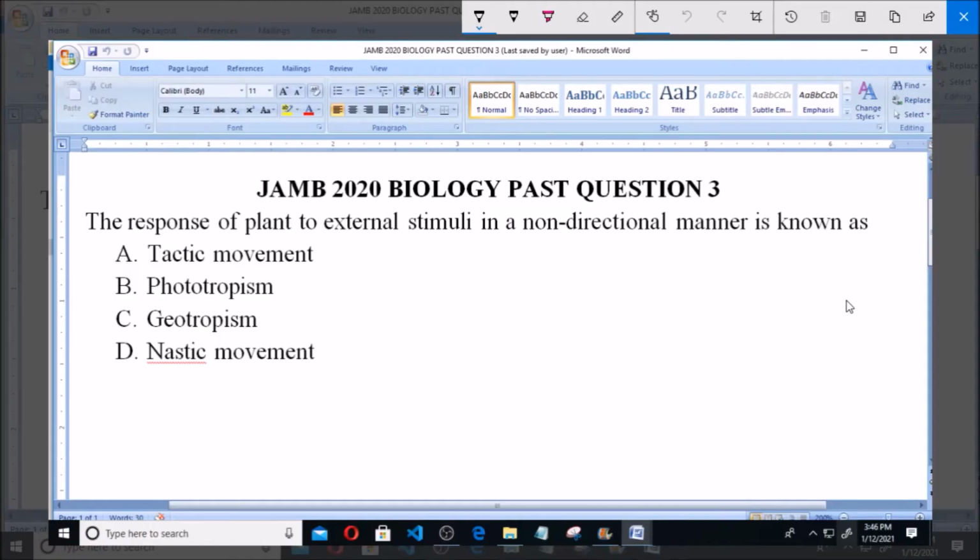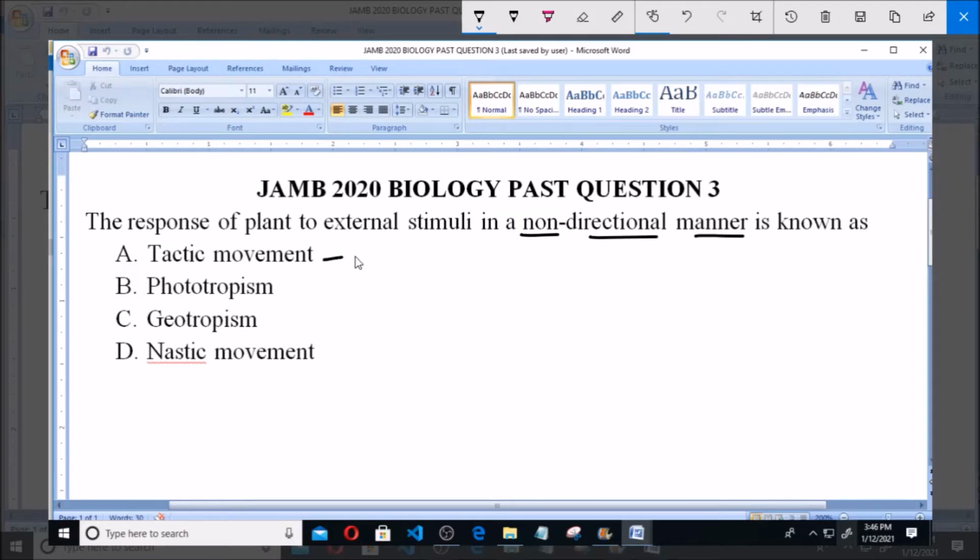I'll be answering JAMB 2020 Biology Past Question 3. The response of plants to external stimuli in a non-directional manner is known as A. Tactic movements, B. Phototropism, C. Geotropism, and D. Nastic movements. The response of plants to external stimuli in a non-directional manner. Take note of this non-directional manner.